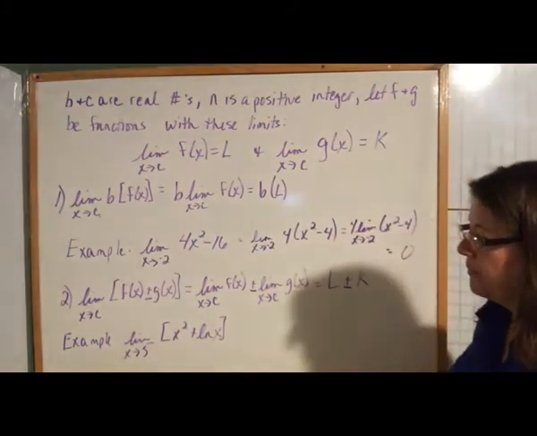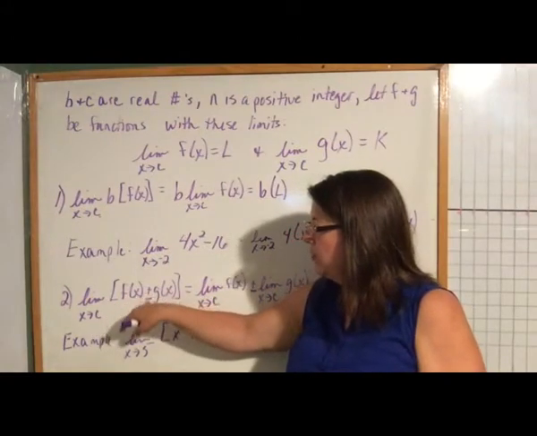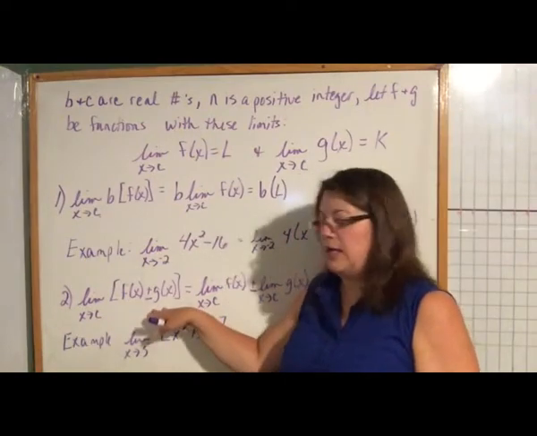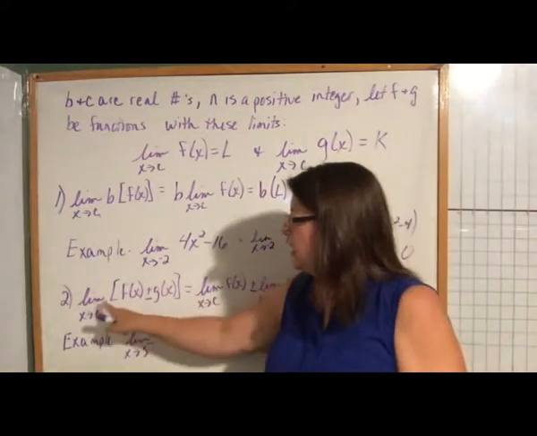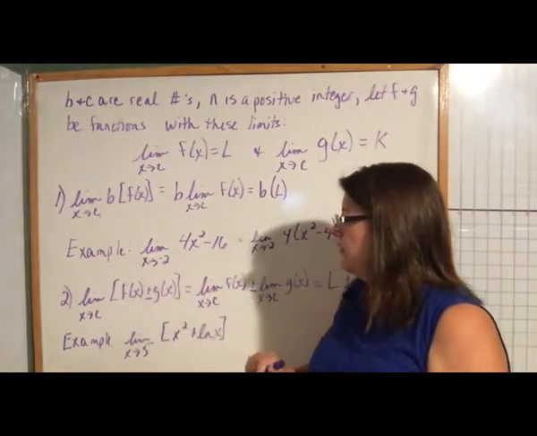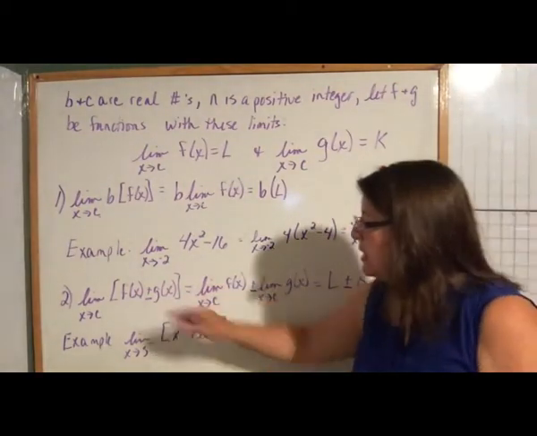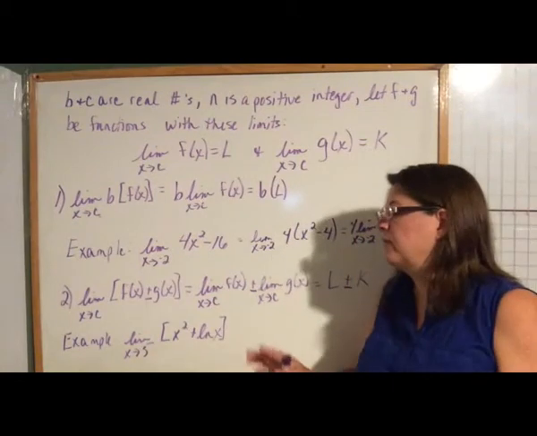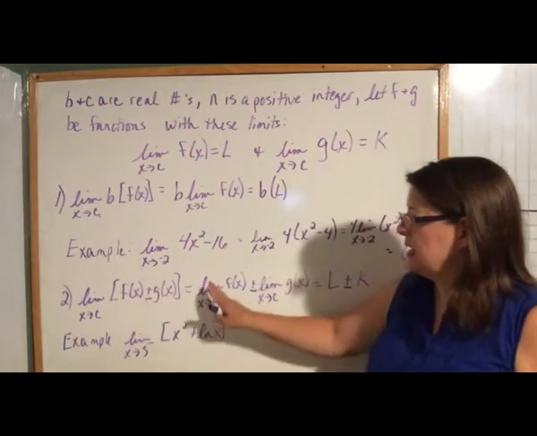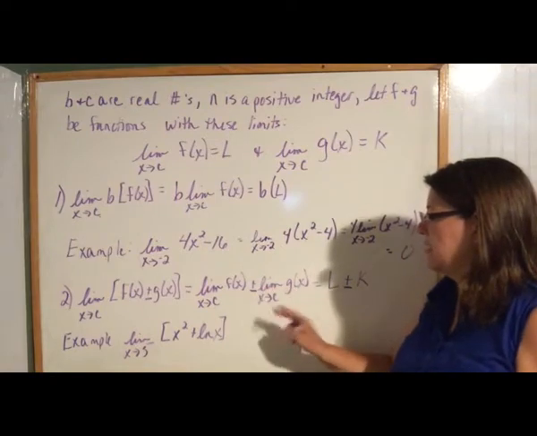In number 2, the property states that the limit of the function f of x plus or minus the function g of x as x approaches c, that can be separated. Okay? Here we have the limit of a sum or the limit of a difference. The limit of the sum or a difference is the same as the sum or difference of their limits. So we can separate these two into two separate functions and add those limits together. So I can separate this and say it's the limit of f of x as x approaches c plus or minus the limit of g of x as x approaches c.